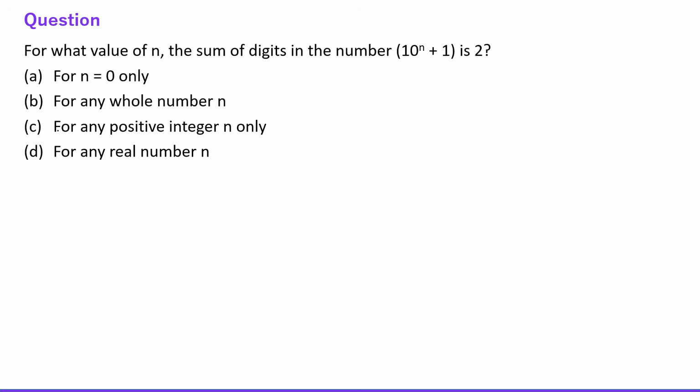Next question is, for what value of n is the sum of the digits in the number 10 raised to the power n plus 1 equal to 2? Consider n as 0. 10 raised to the power n plus 1 will be 10 raised to the power 0 plus 1. Any number raised to the power 0 is 1. 1 plus 1 is 2. Okay, for n equal to 0, it is 2.